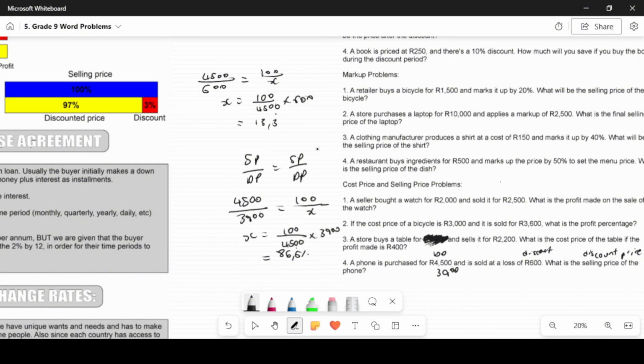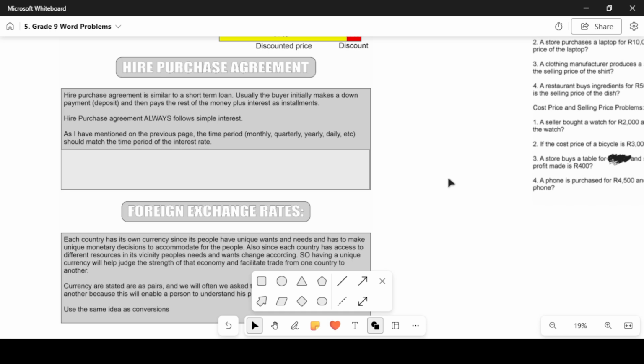Right, very simple problem. A hire purchase agreement is similar to a short-term loan. Usually the buyer makes an initial down payment, which is called a deposit, and then pays the rest of the money plus interest as installments. Hire purchase agreement always follows simple interest. So again, remember all of the stuff that we've done from simple interest will apply to hire purchase agreement. But now we just bring in one small thing here, which is called a deposit. So it's not very, very difficult.